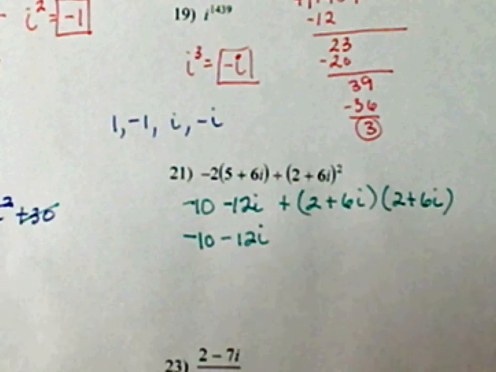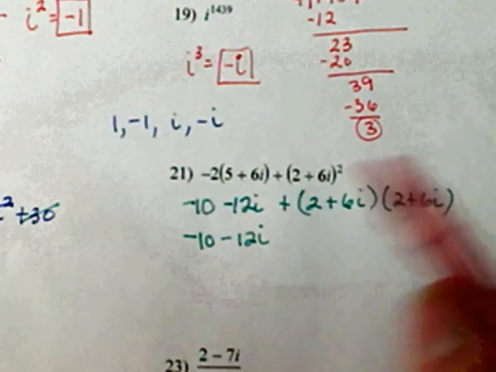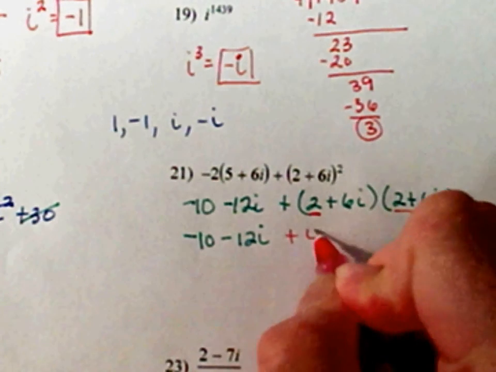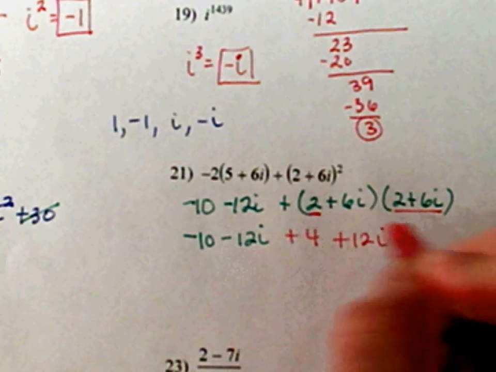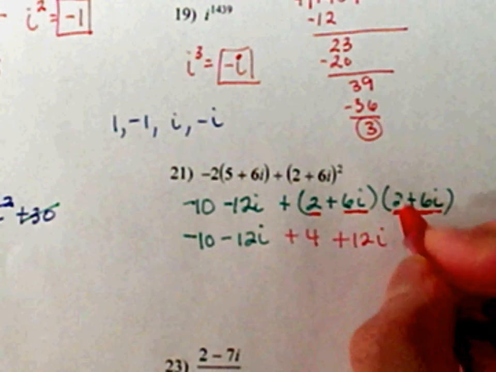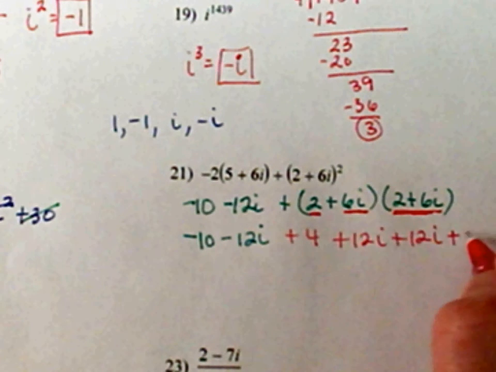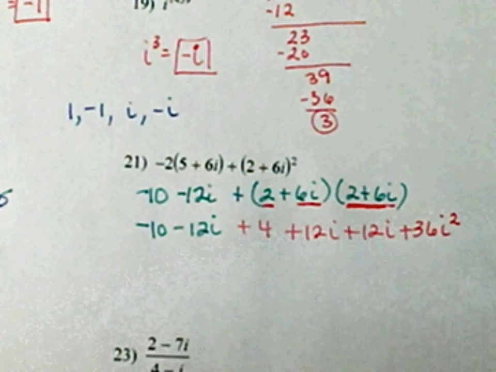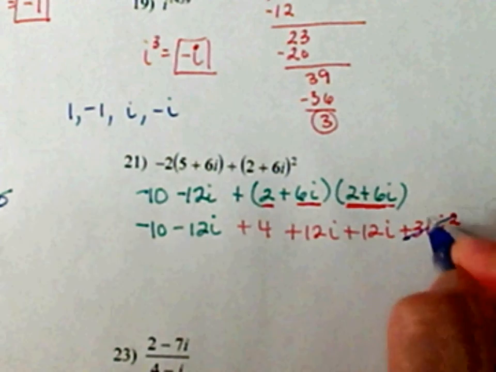Okay, go ahead and take care of this part. 2 times all of that, so it becomes 4 plus 12i. 6i times all of this, so 6i times 2 is positive 12i plus 36i squared. Okay? That is the same thing as negative 36.